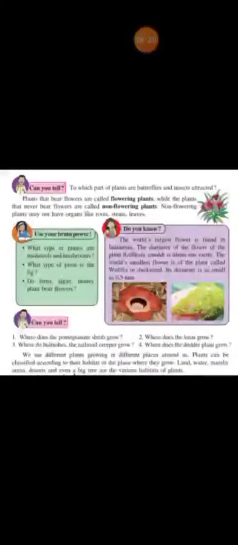Shrubs like hibiscus and oleander and trees like mango and gulmohar live for several years and bear flowers and fruits. They are called perennials, which means they live a long life. According to the period of their life cycle, plants are classified as annuals, biennials, and perennials. Fine, children?